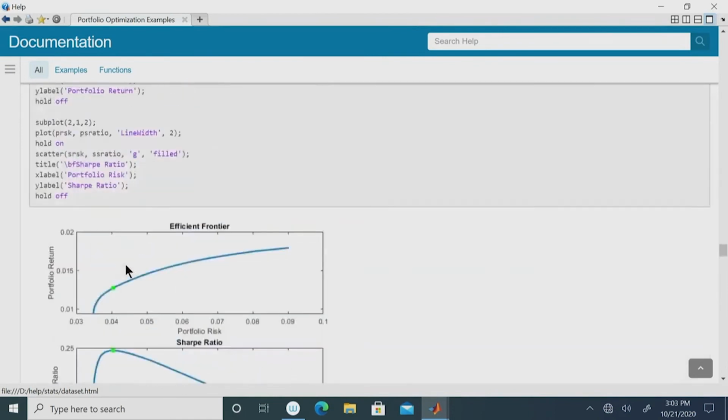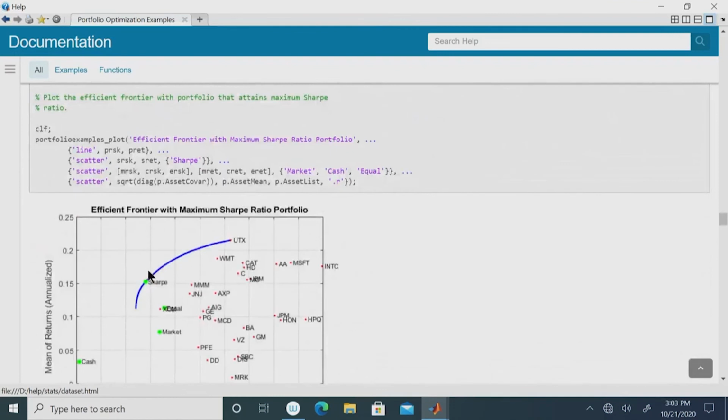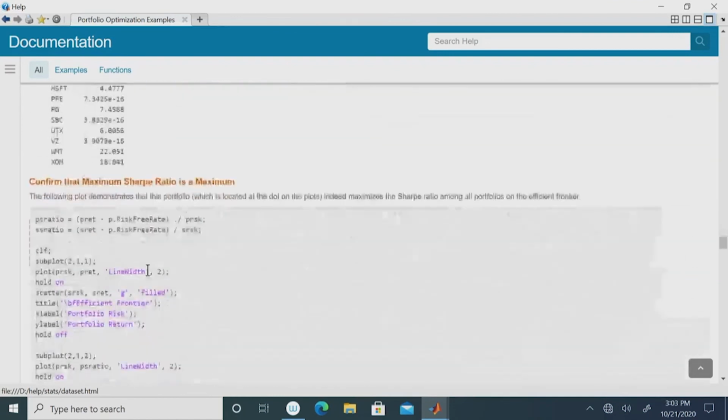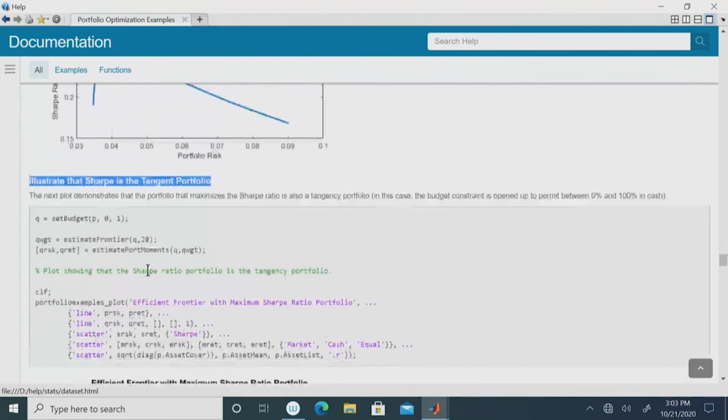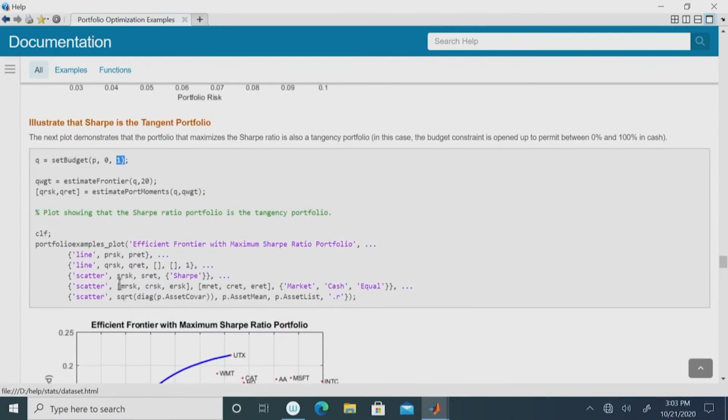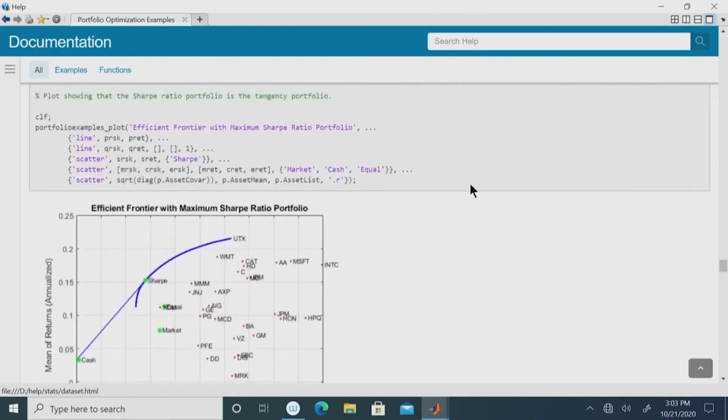So, accordingly we look at the previous figure that we had here, and to it we will now add the tangent line. In order to do that, again we set the budget where the risk free investment can be from 0 all the way to 100%. So, we have estimated the efficient frontier for this. Remember that we have the scatter plots of the individual assets, MRSK, CRSK, ERSK correspond to the market, cash and equal weights portfolio. And this SRK and S return is going to generate this particular point, which is the portfolio with the maximum Sharpe ratio.